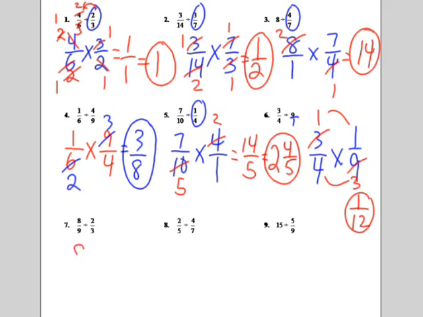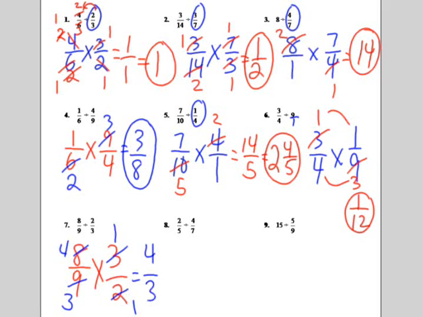Keep, change, flip. Now here we can cancel out the 3 and the 9. We could do the 8 and the 2. And we're left with 4/3, which would be 1 1/3. Okay, we'll do 2 more here.